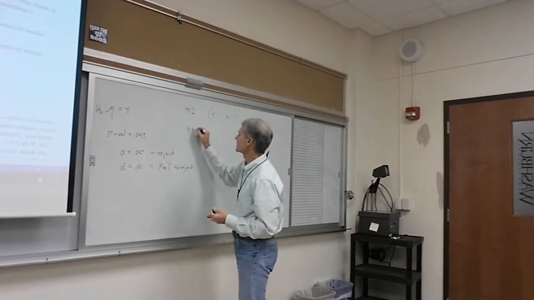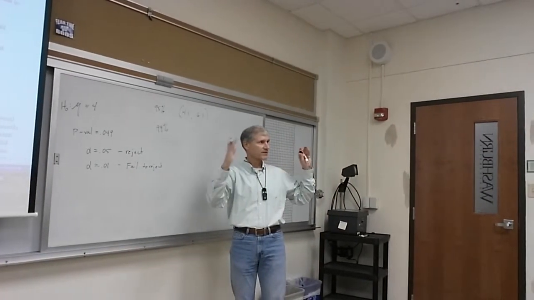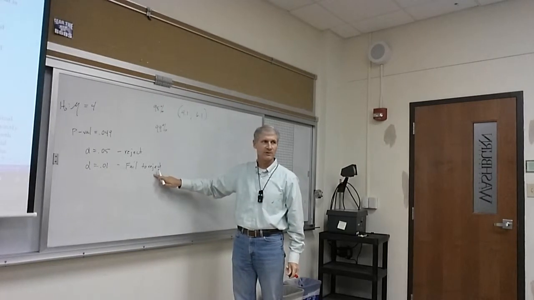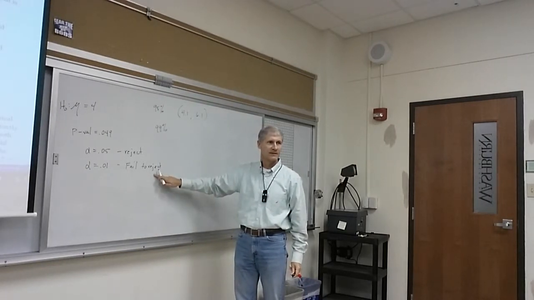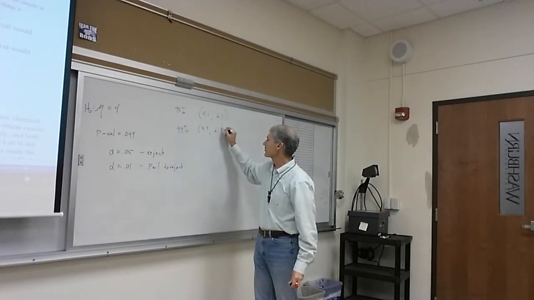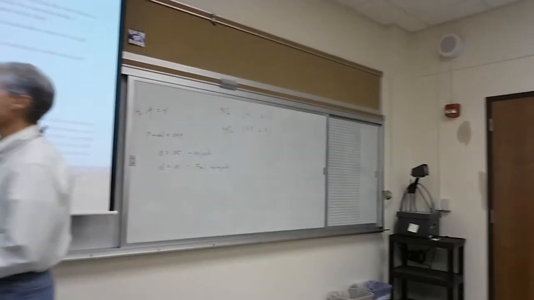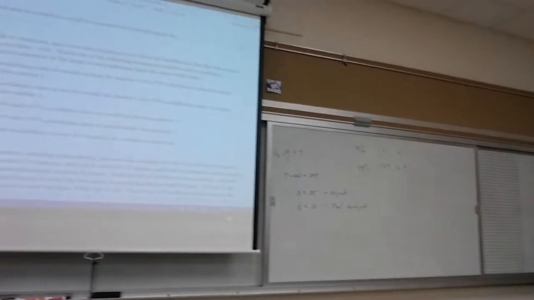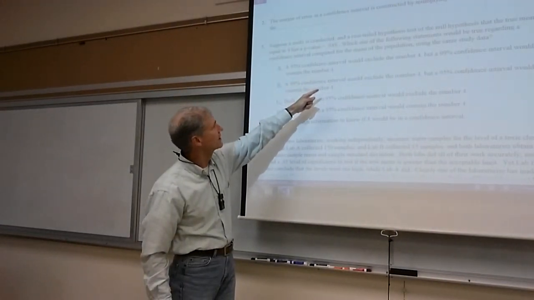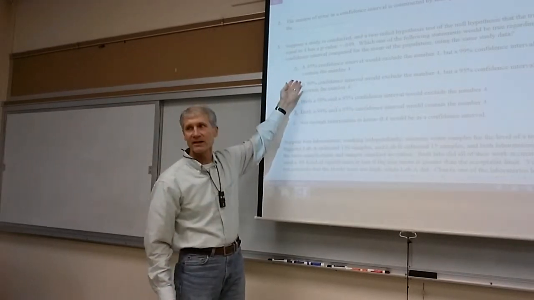But a 99% interval, which gets wider, remember, the higher the confidence, the wider it gets, would need to fail to reject, so it would contain 4. It might go 3.9 to 6.3, something like that. So which of these says that? A says a 95% confidence interval would exclude 4, but a 99% interval would contain the number 4. That's what we just said. So A is the right answer.